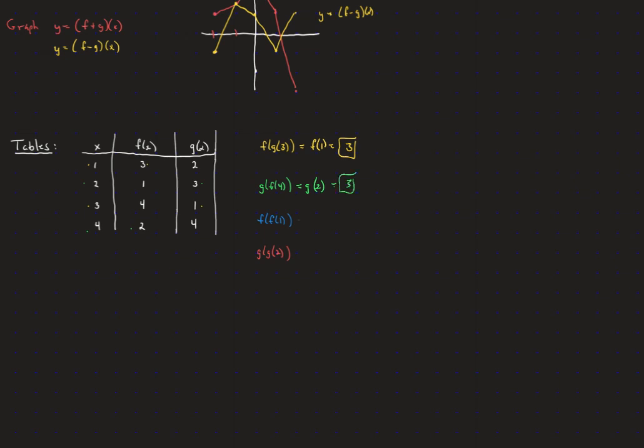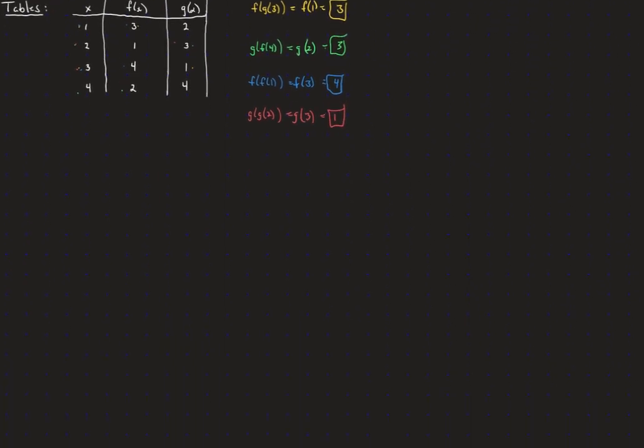And for f of f of 1, first we're going to plug 1 into f, that looks like 3. Then we're going to plug 3 into f, and that looks like 4. And doing g of g of 2, so put 2 into g, we get 3. Then put 3 into g, and we get 1. All right, I think that's the end of this one.